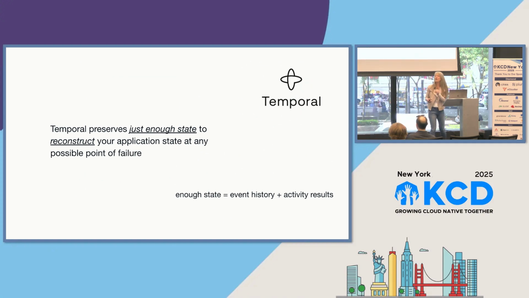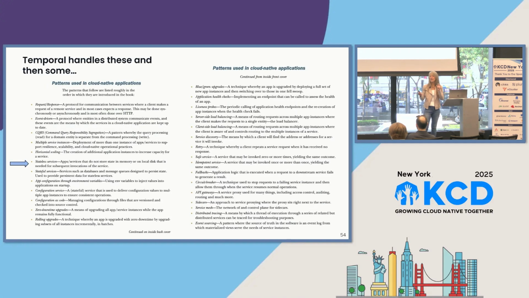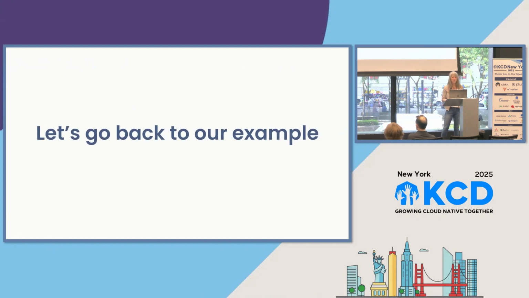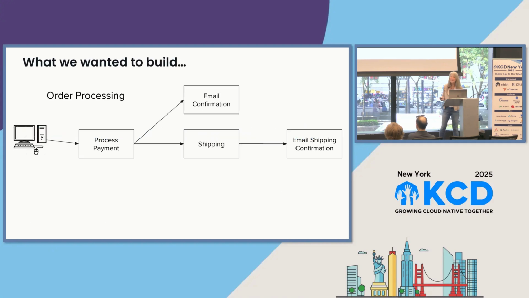So here's the punchline. Temporal, when it comes to state management, preserves just enough state to reconstitute your state in the new instance. So that was stateless services. These are some of the other things that the protocol implements for you. It does retries. It does event-driven architectures. Those are all things.